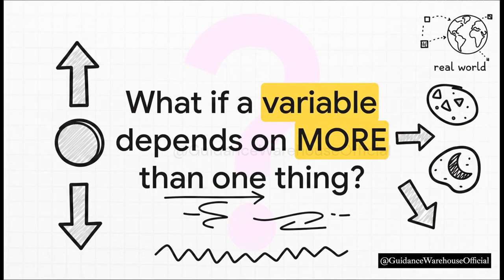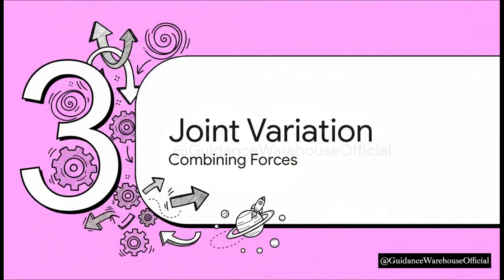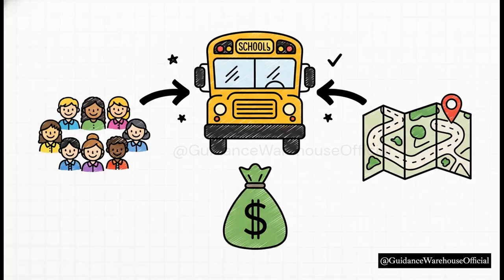Okay, quick mental check. We've looked at one variable depending directly or inversely on another single variable. But you might be wondering, wait, what if a variable depends on more than one thing? Because let's face it, the real world is rarely that simple. That brings us to our third concept, joint variation, combining forces. This is exactly how we model complex real-world scenarios that have multiple moving parts.